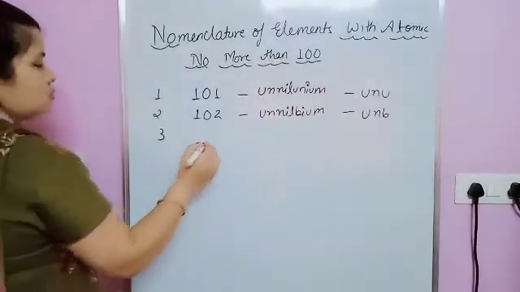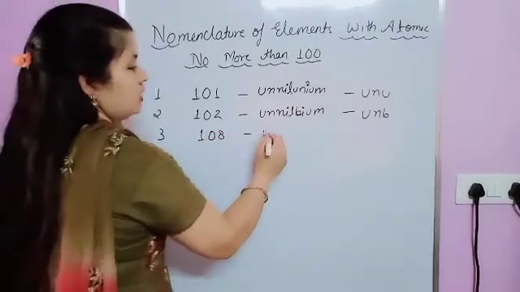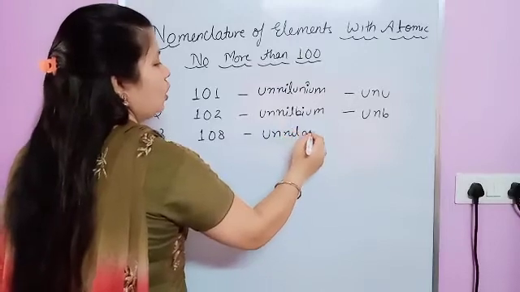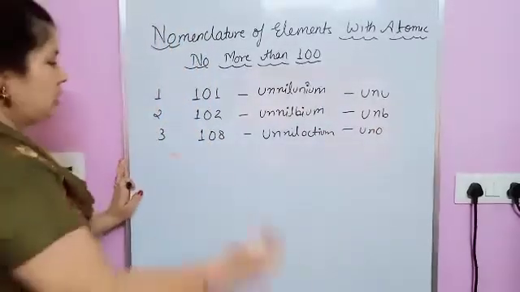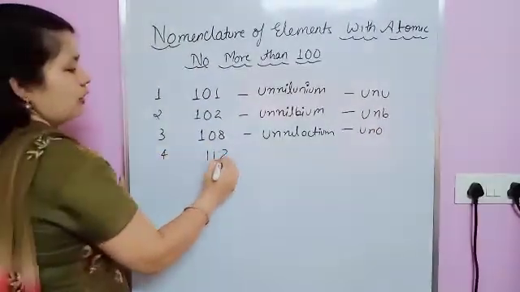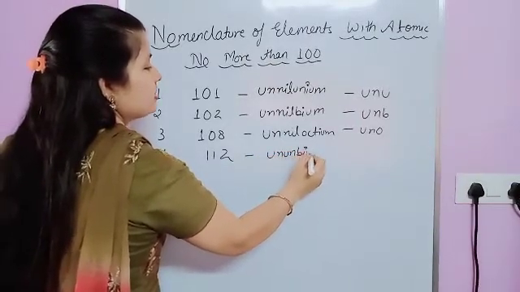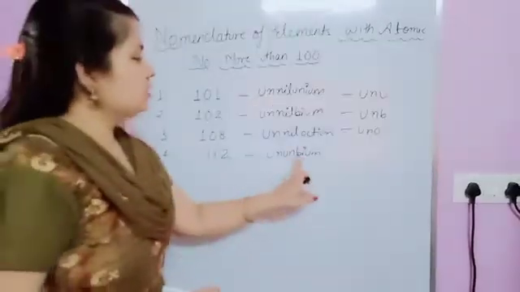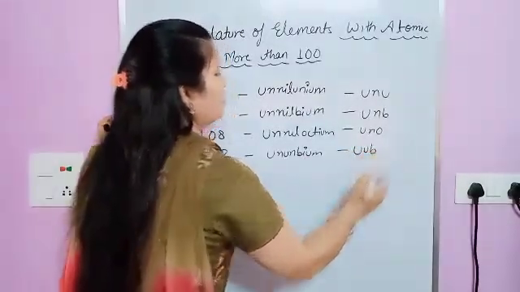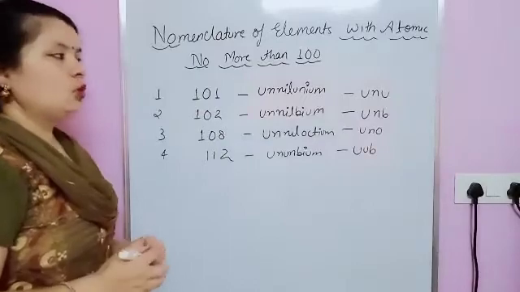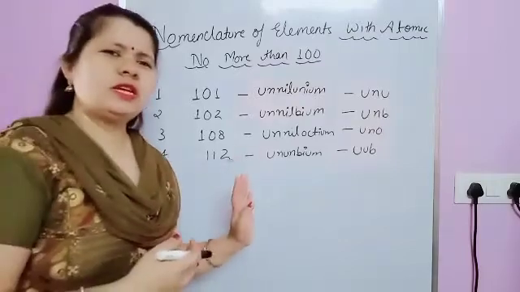Now suppose 108 is given. So this one is again un, nil, octium. This one is UNO. Now another example: suppose 112. This one is un, and now check, it's bium. No 2 i's, only 1 i we have to use, and for this again it's UUB. This one is the abbreviated form. Hope this one is clear to you. So like this you have to write the nomenclature. This one is a very easy nomenclature.